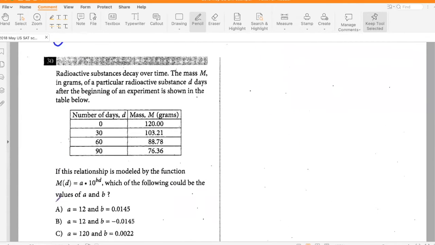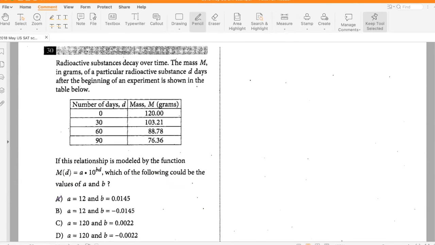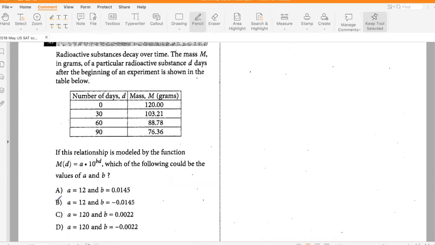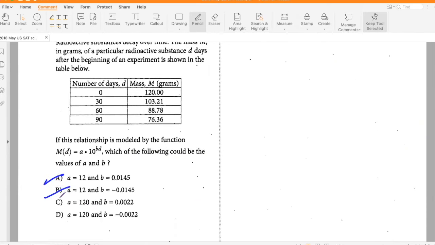Radioactive substances decay over time. The mass m in grams of a particular radioactive substance d days after the beginning of an experiment is shown here. If this relationship is modeled by this function, which of the following could be the values of A and B? So A is the y-intercept, so that's 120, right? So we can cancel the first two options. And between C and D, we know that the mass is going down. So B has to be negative. It can't be positive. So D.